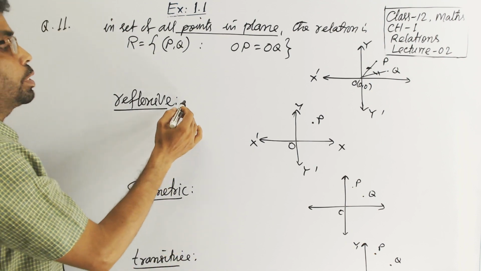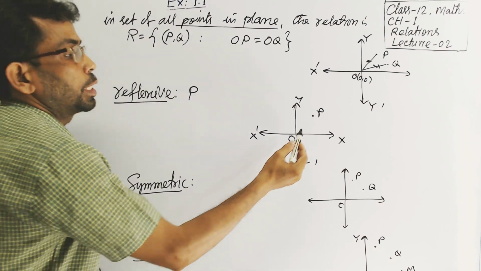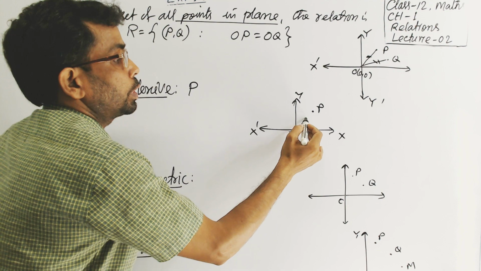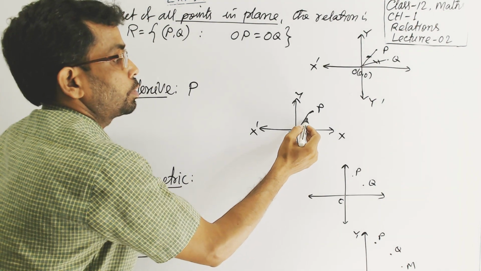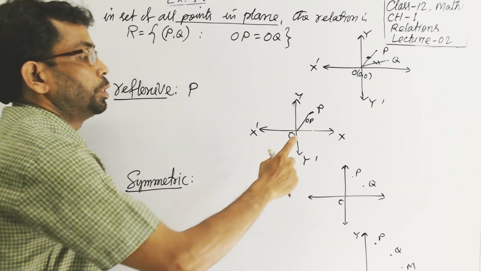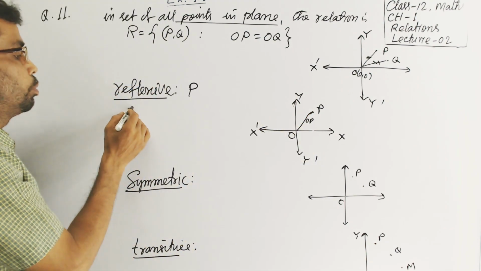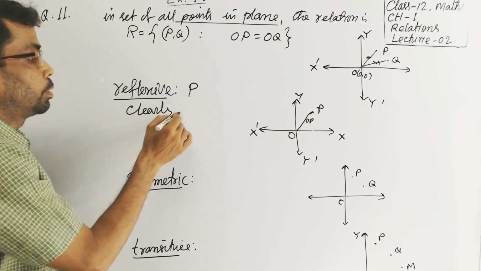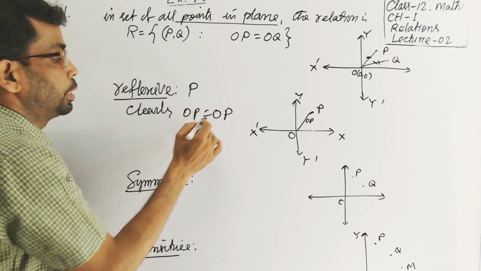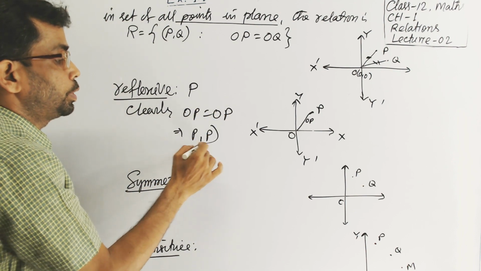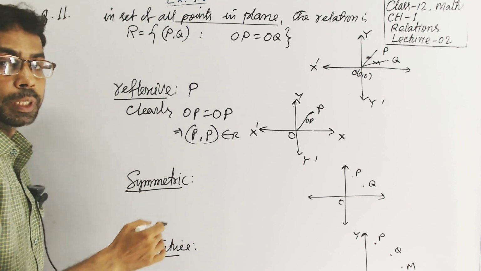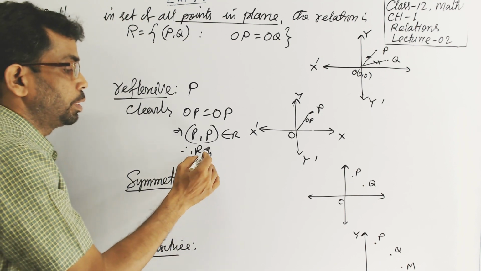For reflexive, we have to take a single point. I am taking a single point in this plane. Then we can say the distance OP, the distance of P from the origin, is the same as the distance of P from the origin. So we can say OP is equal to OP. That means the point P is related to itself, and therefore the relation R is reflexive.